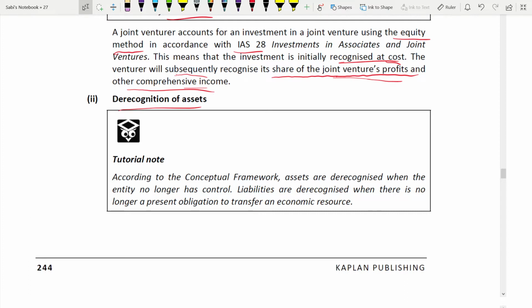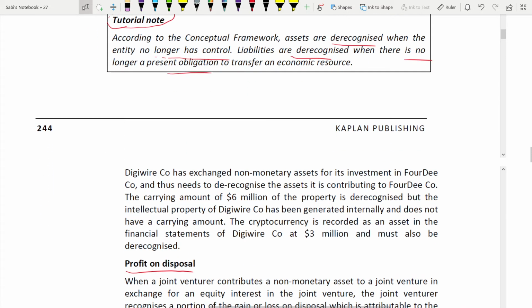According to the conceptual framework, this is just in the tutorial note. I'm just going through it for your understanding purpose. You don't have to write this in the answer. This is not there in the answer script. This is from the examiner, giving you a hint of what is discussed in the answer below. According to the conceptual framework, assets are derecognized when the entity no longer has control. Liabilities are derecognized when there is no obligation. So in your case study, you have to see, do you have the right or did you lose the right?